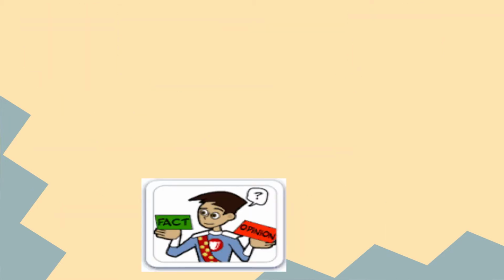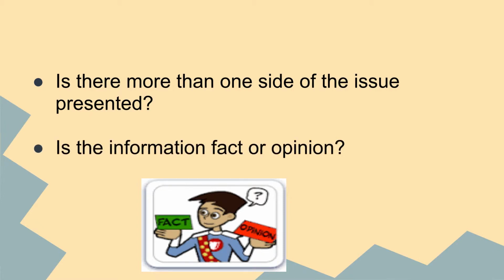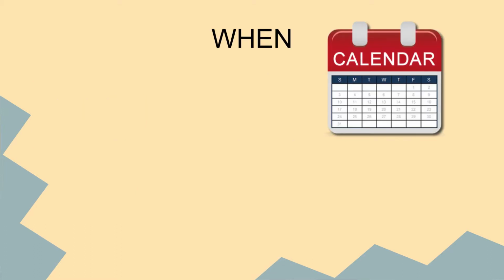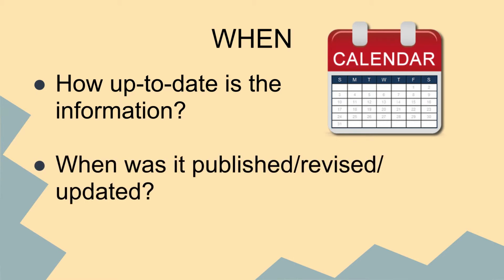Is there more information that's presented on both sides of an issue? And is that information fact or opinion? You need to ask yourself all of these things when you're assessing whether a source is good. The other thing you need to look at is when that source was published. Is it up to date or is it from before you were born? How often is it revised and updated?